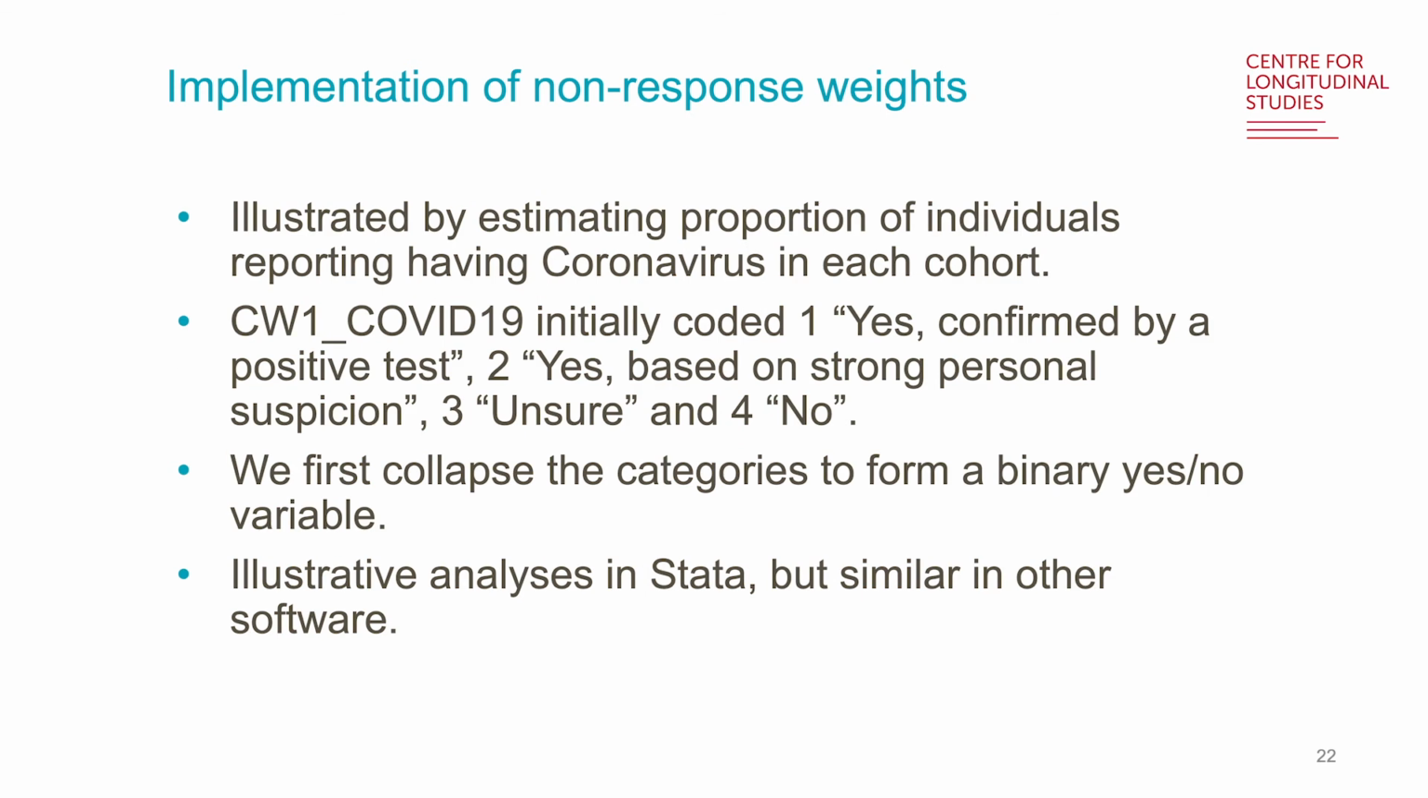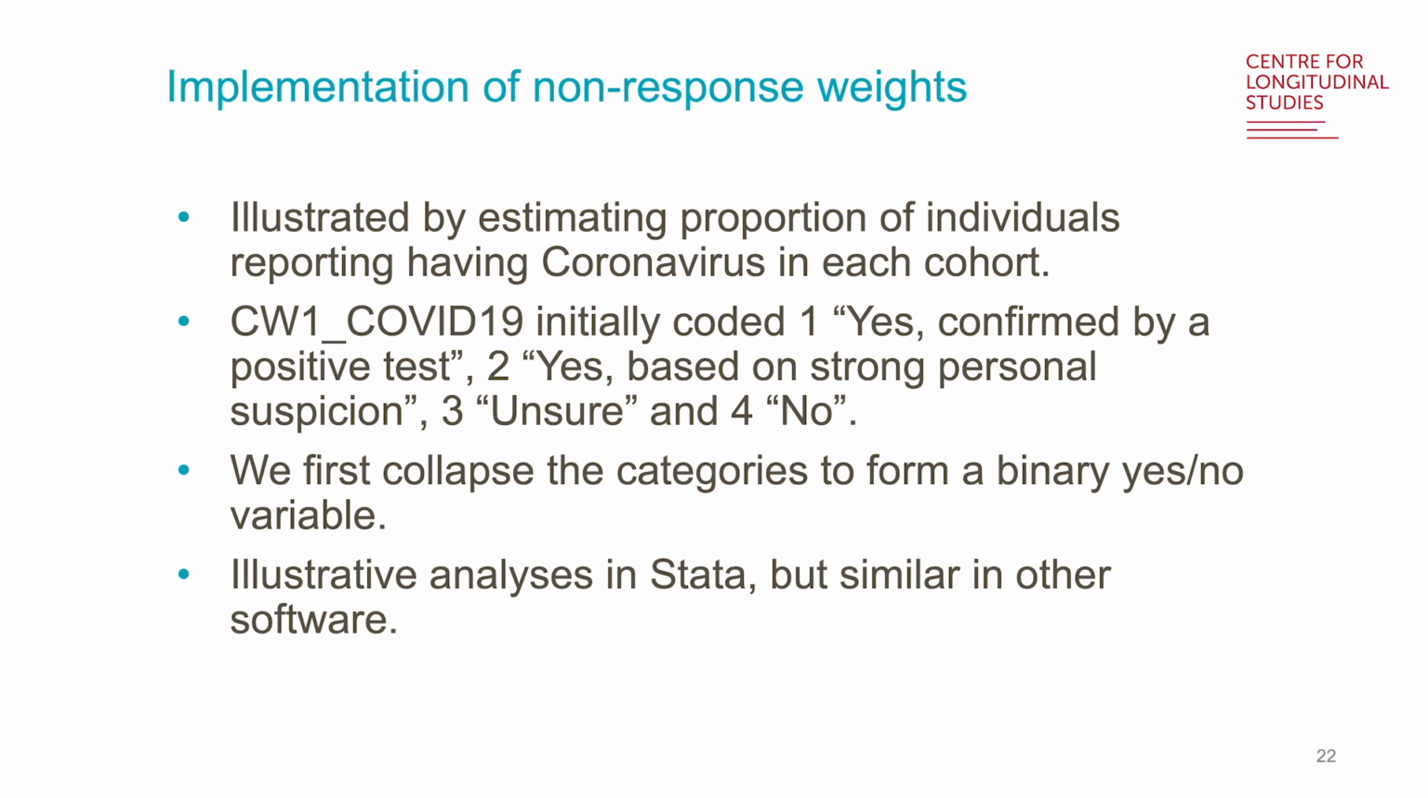So let's illustrate these analyses. I'm going to show some code and output for each of the cohorts in turn. I'm going to illustrate it by estimating the proportion of individuals reporting having coronavirus in each cohort. This is variable CW1 COVID-19, one of the first variables in the COVID-19 survey dataset.